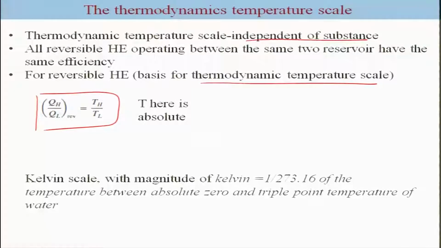This is the basis for designing the Kelvin scale, which is based on the thermodynamic temperature scale, and has a magnitude of 1 by 273.16 of the temperature between absolute 0 and the triple point temperature of water. And of course, you know the relation between the Celsius and the Kelvin.